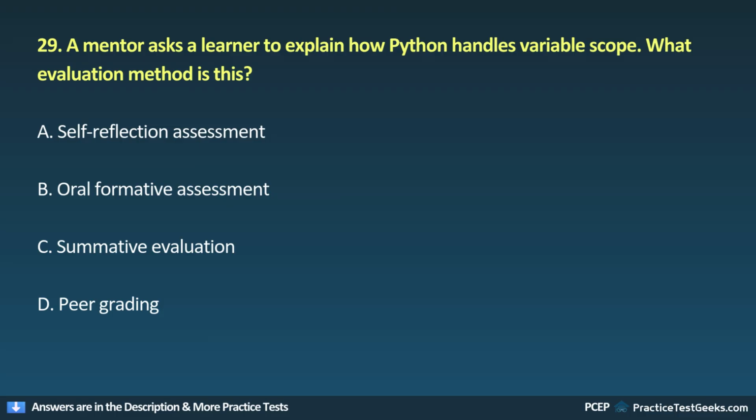29. A mentor asks a learner to explain how Python handles variable scope. What evaluation method is this? A. Self-reflection assessment. B. Oral formative assessment. C. Summative evaluation. D. Peer grading.